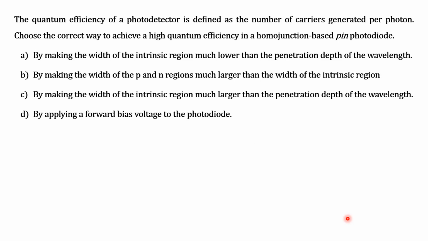The quantum efficiency of a photodetector is defined as the number of carriers generated per photon. So how do you achieve a high quantum efficiency in a homojunction based PIN photodiode? By making the width of intrinsic region much lower than penetration depth, by making width of P and N region larger than width of intrinsic region, by making width of intrinsic region much larger than penetration depth of wavelength, by applying a forward bias voltage to the photodiode. So please take a few minutes to think and then come up with an answer.